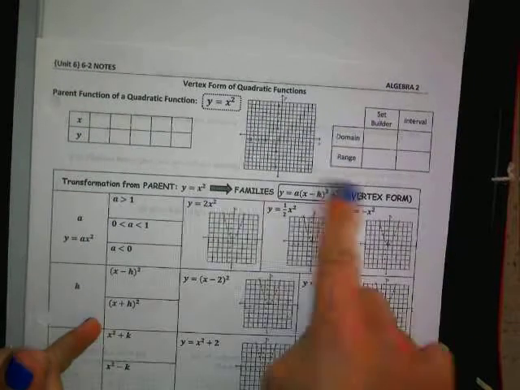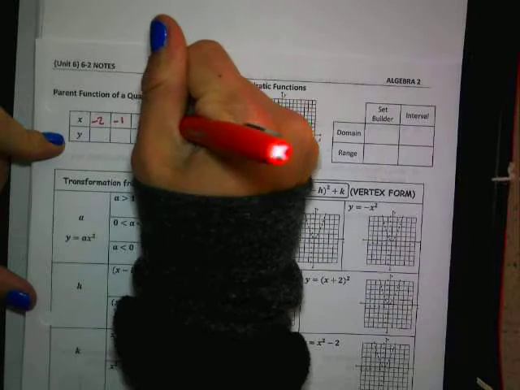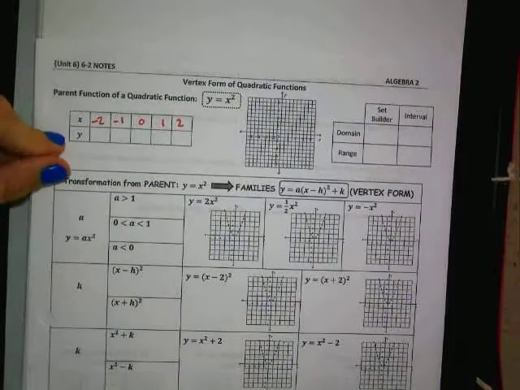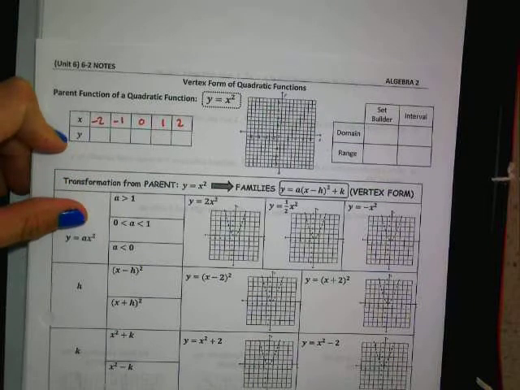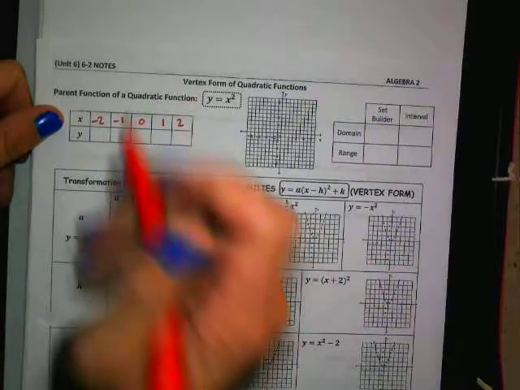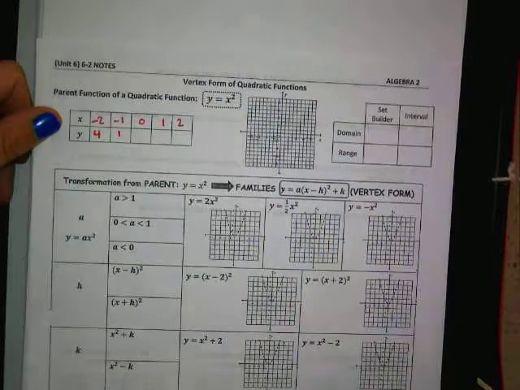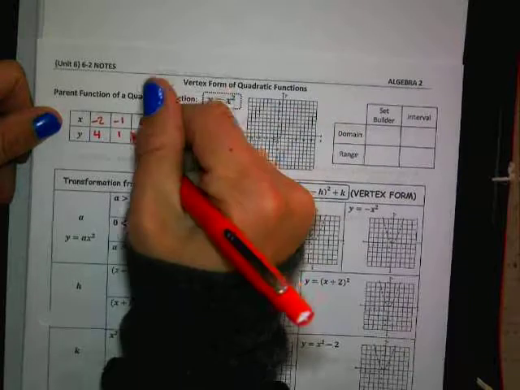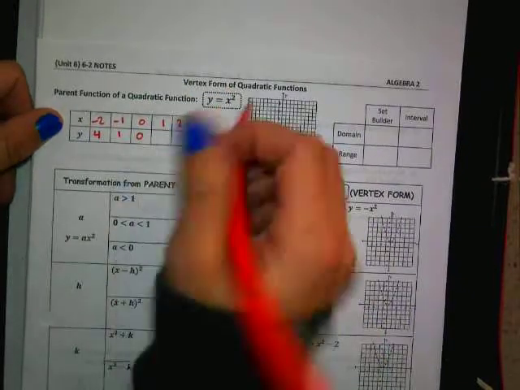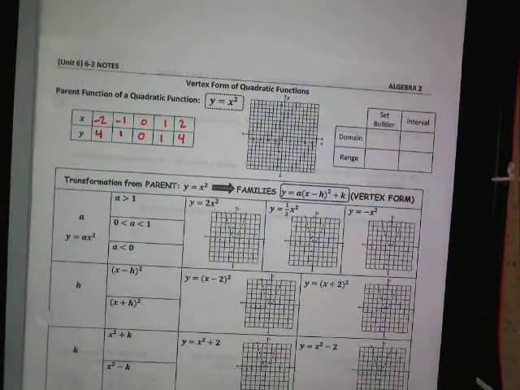So this first part is just the parent function of the quadratics. Over the table, I'm just going to pick some points: -2, -1, 0, 1, and 2. I just picked x values kind of in the middle. When you plug these x values in, -2 squared is going to be 4. -1 squared, 1. 0 squared, 0. 1 squared, 1. And 2 squared, 4. So they're just some points for the parent function.